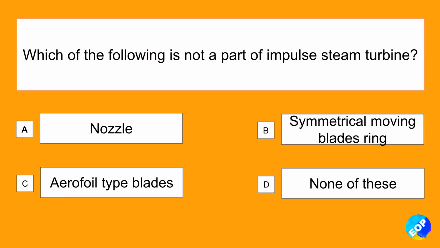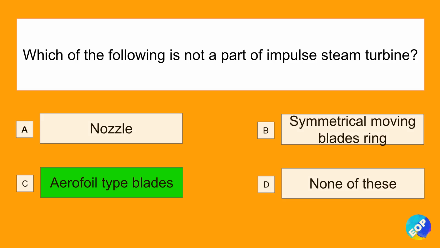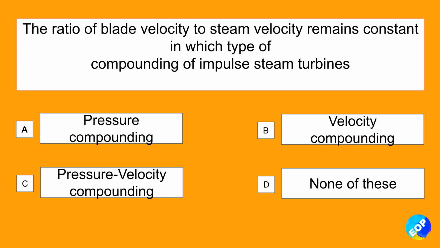Which of these components is not considered a part of an impulse steam turbine? The correct answer is airfoil-type blades, which are characteristic of reaction turbines. Finally, in which type of compounding of impulse steam turbines does the ratio of blade velocity to steam velocity remain constant? This constant ratio is a characteristic feature of pressure compounding.